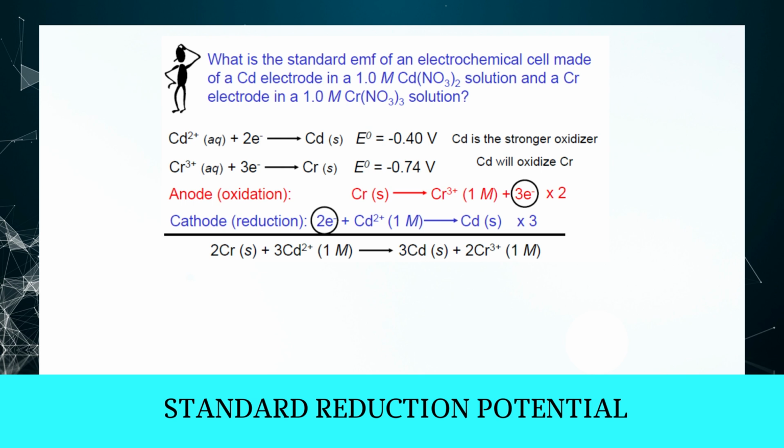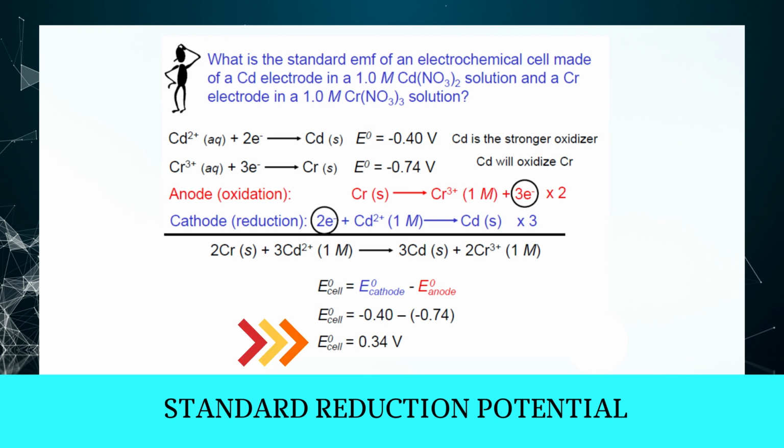Next, try to calculate the E naught cell for the net equation given. You can calculate using E cathode minus E anode. Remember, you multiplied by 2 and also by 3, but like I mentioned before, the coefficient does not affect the E naught value. So E naught cathode is negative 0.40 minus negative 0.74 volt. So the E naught cell is positive 0.34 volt.